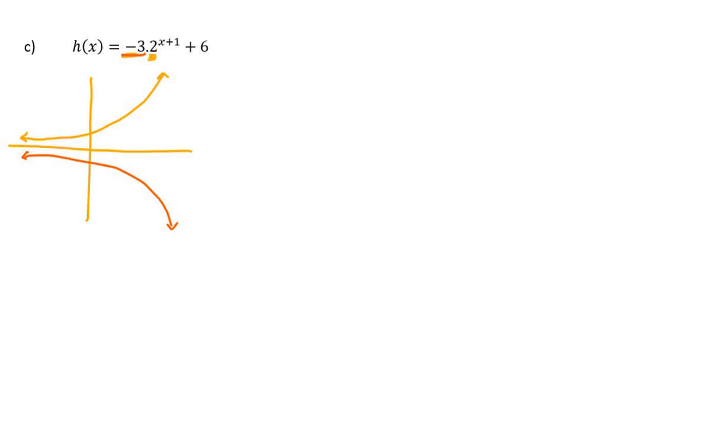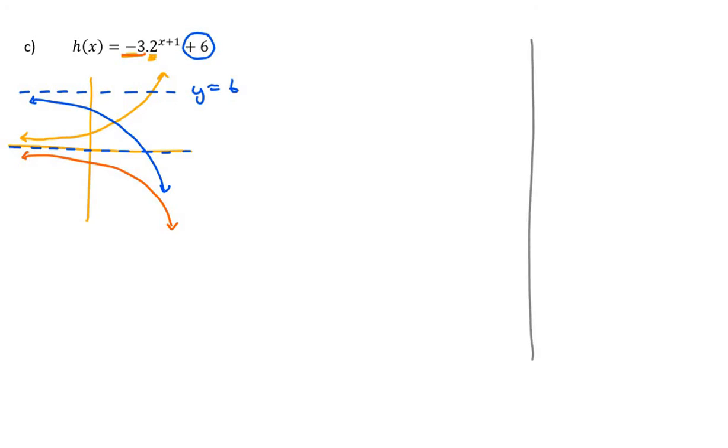Except, one last thing, the entire graph moved up 6. So this asymptote, which would have been on my x-axis, actually lands up at 6. And my graph will land up like that. So immediately I can draw in what I know so far. Remember, with an exponential you only have one asymptote, and that's a horizontal asymptote, which is your q value. So immediately I can draw in a horizontal line.